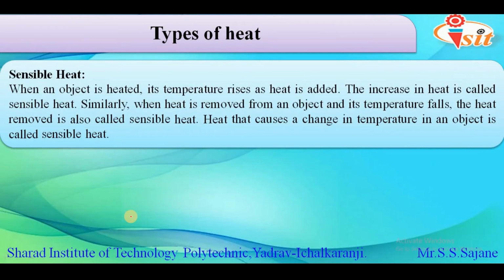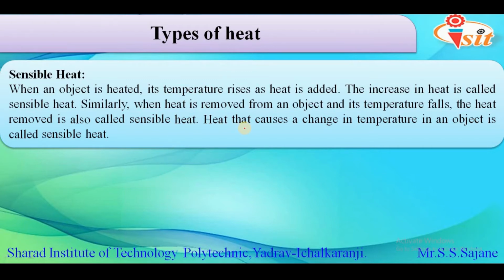Sensible heat is the heat which can be sensed. In other words, when an object is heated, its temperature rises as heat is added, and the increase in heat is called sensible heat. Similarly, when heat is removed from an object, its temperature will fall, and the removed heat is also called sensible heat. The heat that causes a change in temperature in an object is called sensible heat.